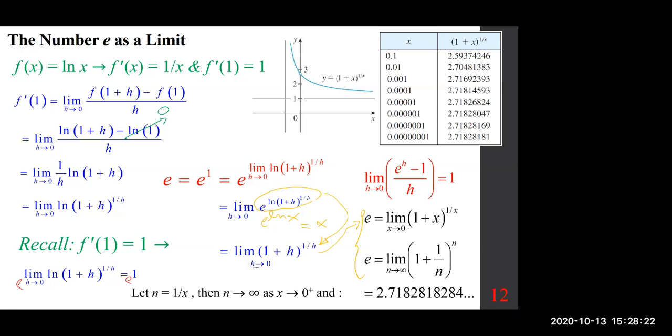This one must be the same as this one, must be the same as this one, meaning you replace the h with anything you want as long as those three are the same. That's why you see x here, x here, x here, that's fine. And then of course, remember you can replace the x with 1 over n, x approaches 0. If x approaches 0, n approaches infinity, and so on and so forth. So that's the proof that is using calculus.